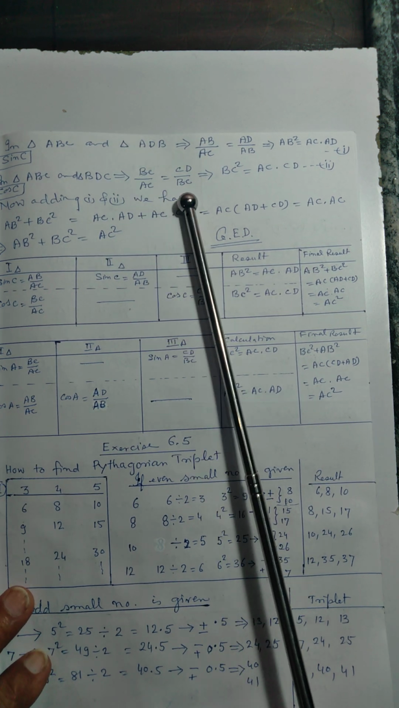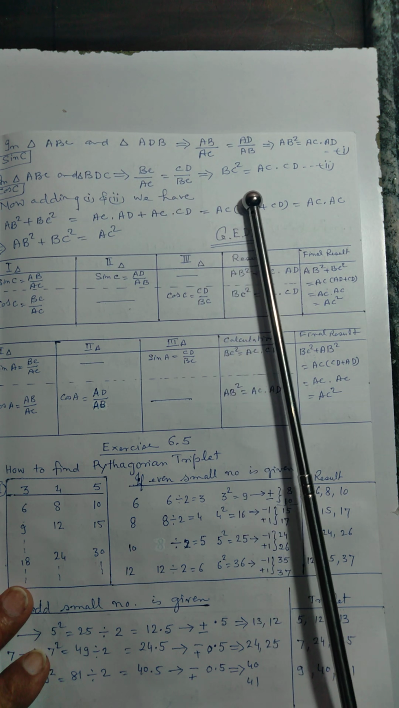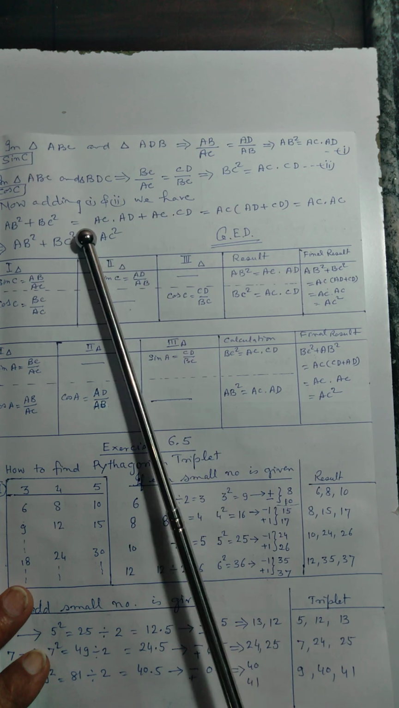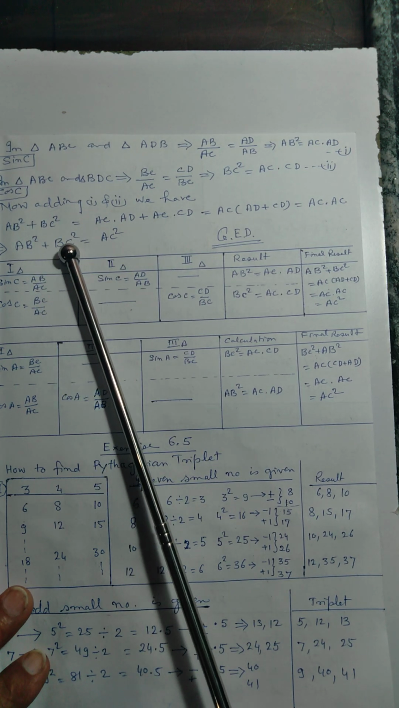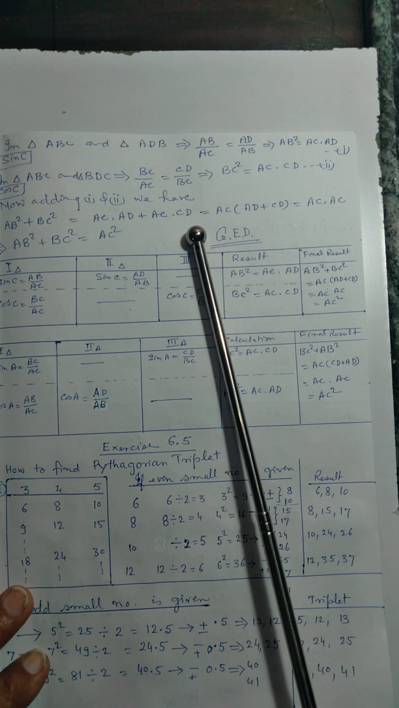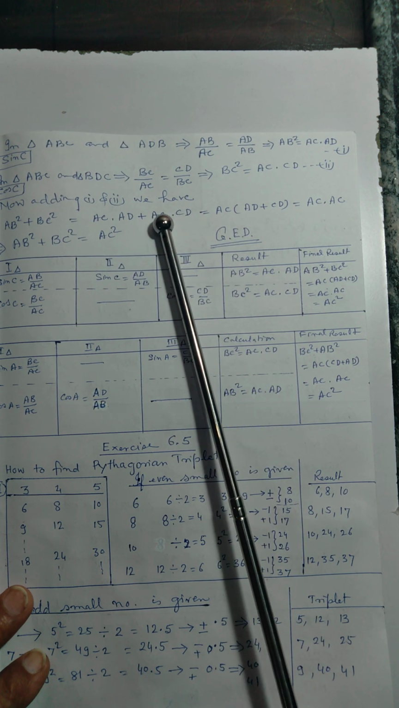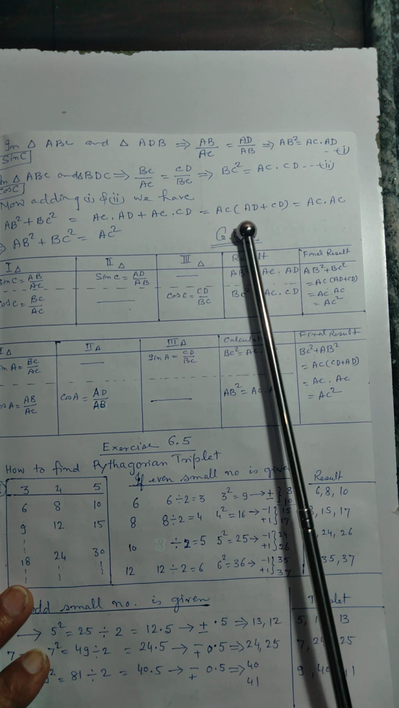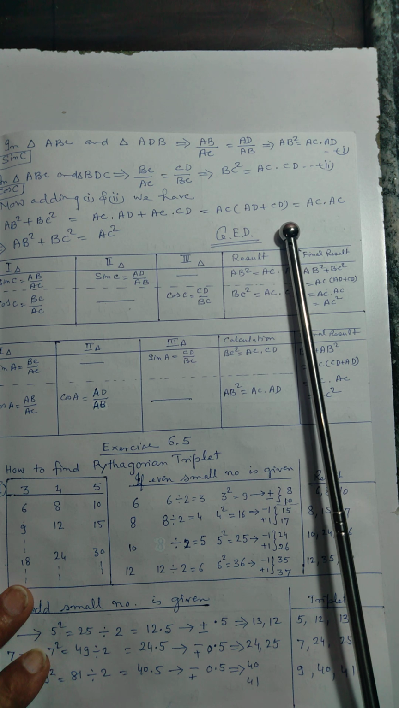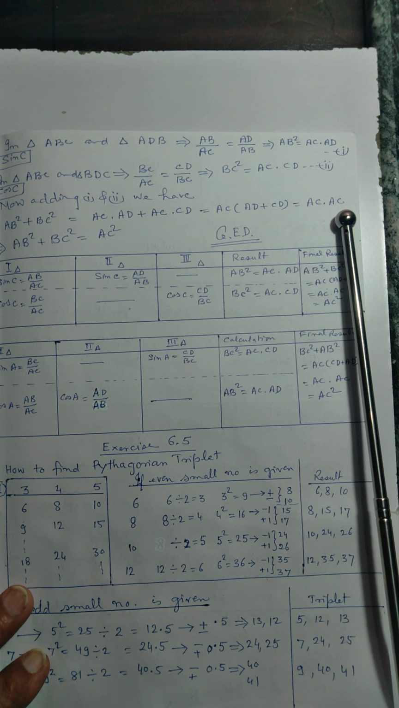So just cross multiply it, you will get BC square is equal to AC into CD. Now adding first and second, we have AB square plus BC square is equal to AC into AD plus AC into CD. You take out AC common from these two places, you will get in the bracket AD plus CD. That will be equal to AC into AC.